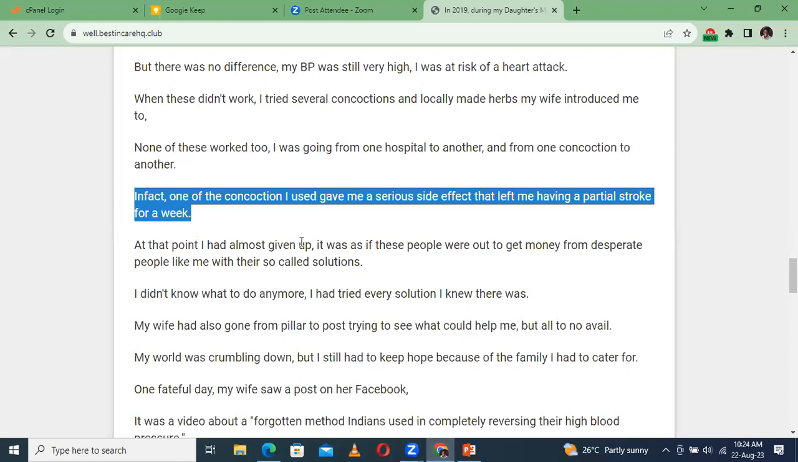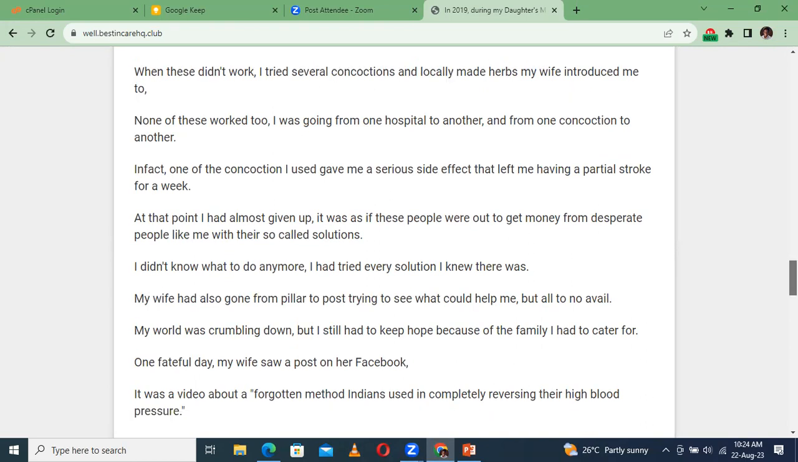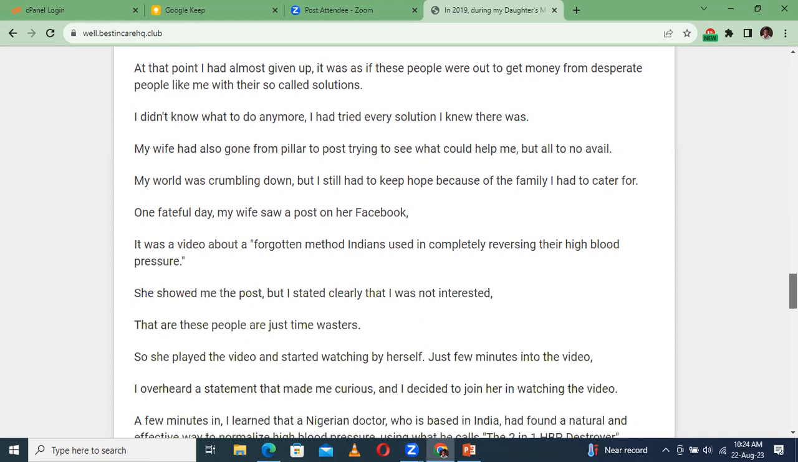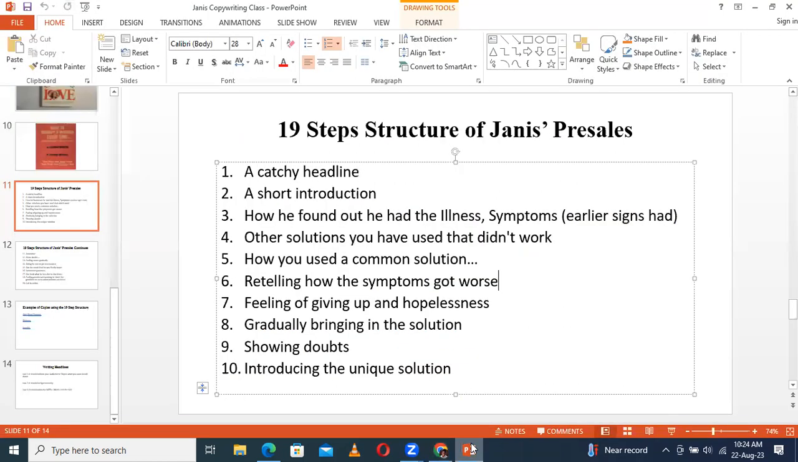So at that point, I'd almost given up. It was as if these people were out to get money from desperate people like me with their so-called solutions. I didn't know what to do anymore. I tried every solution I knew there was. My health had also gone from pillar to post, trying to see what could help me, but all to no avail. My world was crumbling down, but still I had to keep hope because of the family I had to cater for.